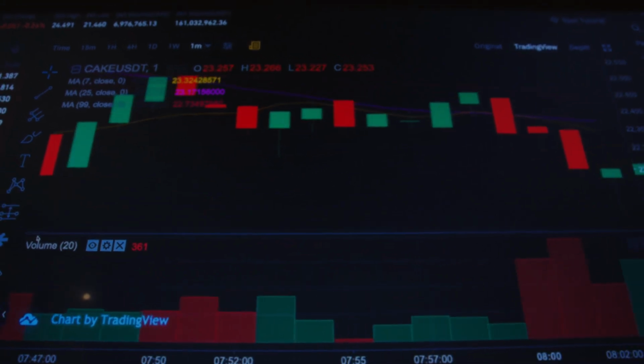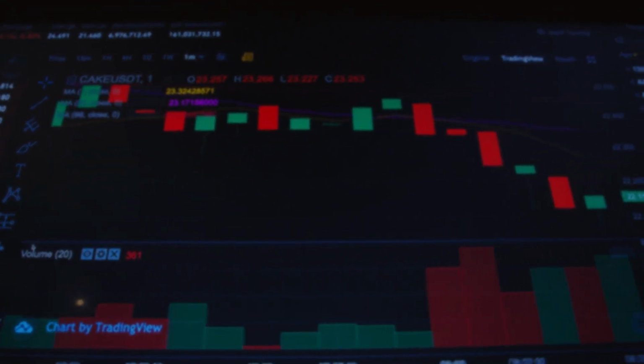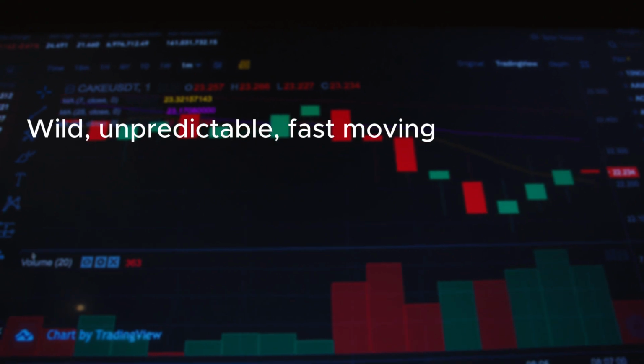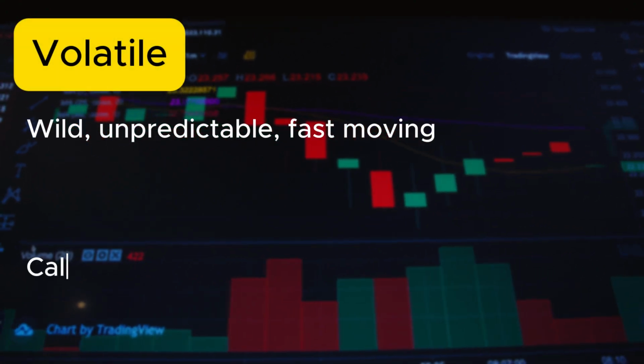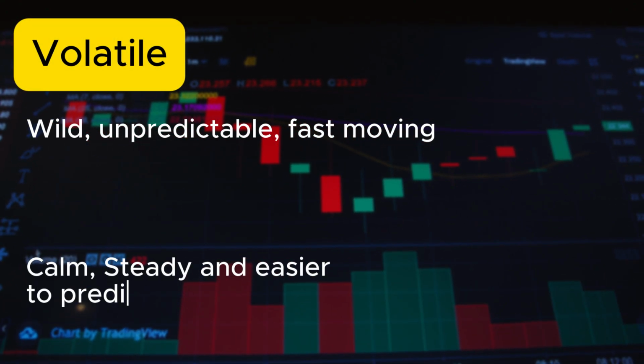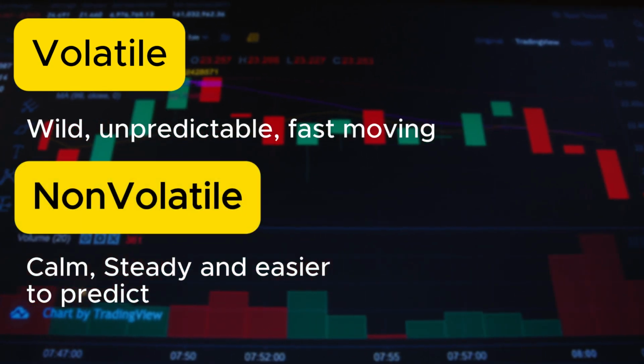In trading, not all trends are created equal. Some are wild, unpredictable, and fast-moving. These are your volatile trends. Others are calm, steady, and easier to predict. These are the non-volatile trends.